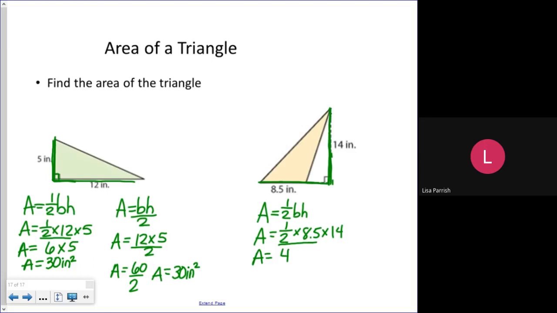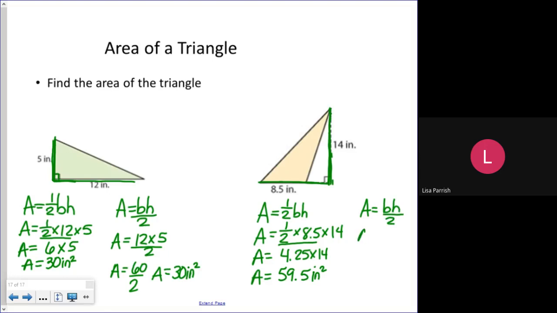8.5 divided by 2 is 4.25. So 4.25 or 4 and 25 hundredths times 14 becomes 59 and 5/10 inches squared. Again, you could have said half of 14 is 7 and then multiplied 7 times 8.5. You would have gotten the same answer. That's kind of the cool thing. You could take half of either of those numbers, multiply it times the other number, and still get the same answer.